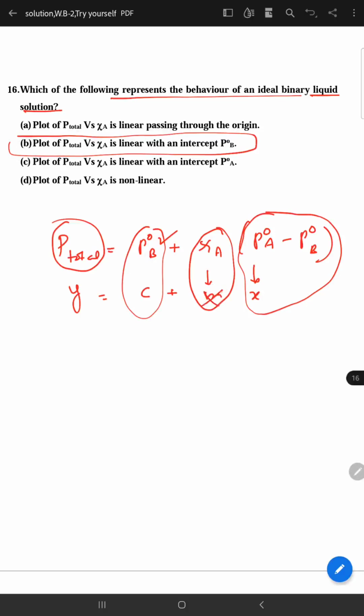This will be the x. This will be the slope M. Okay. So the P total versus chi A graph is a straight line with y-intercept P naught B. Second option is the correct answer.